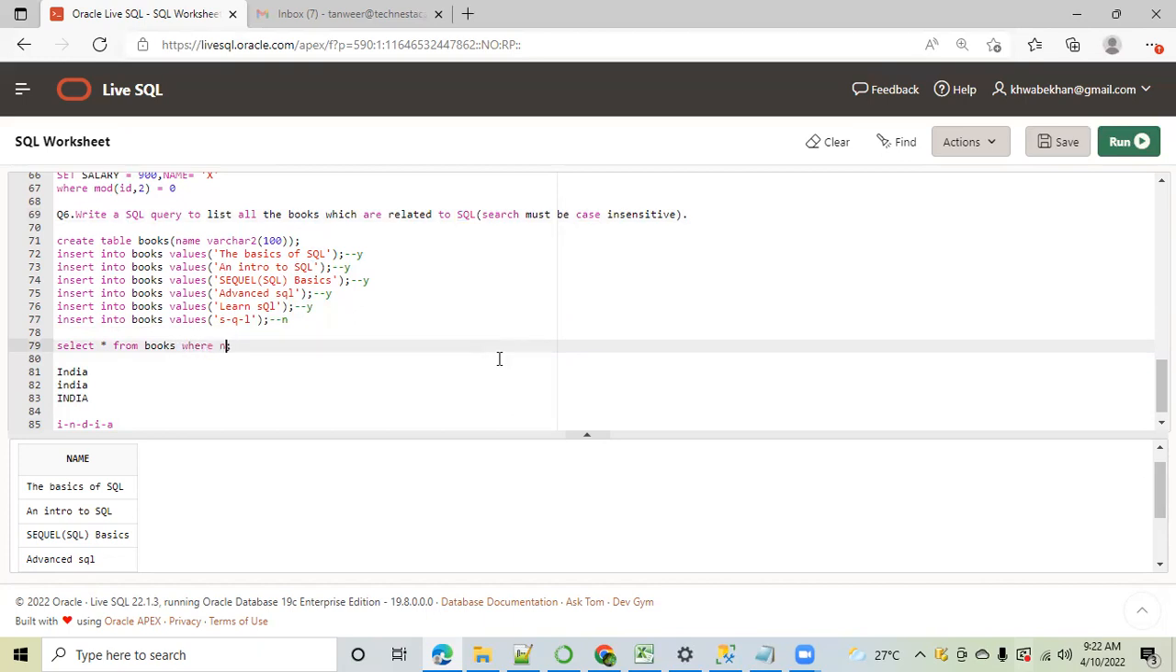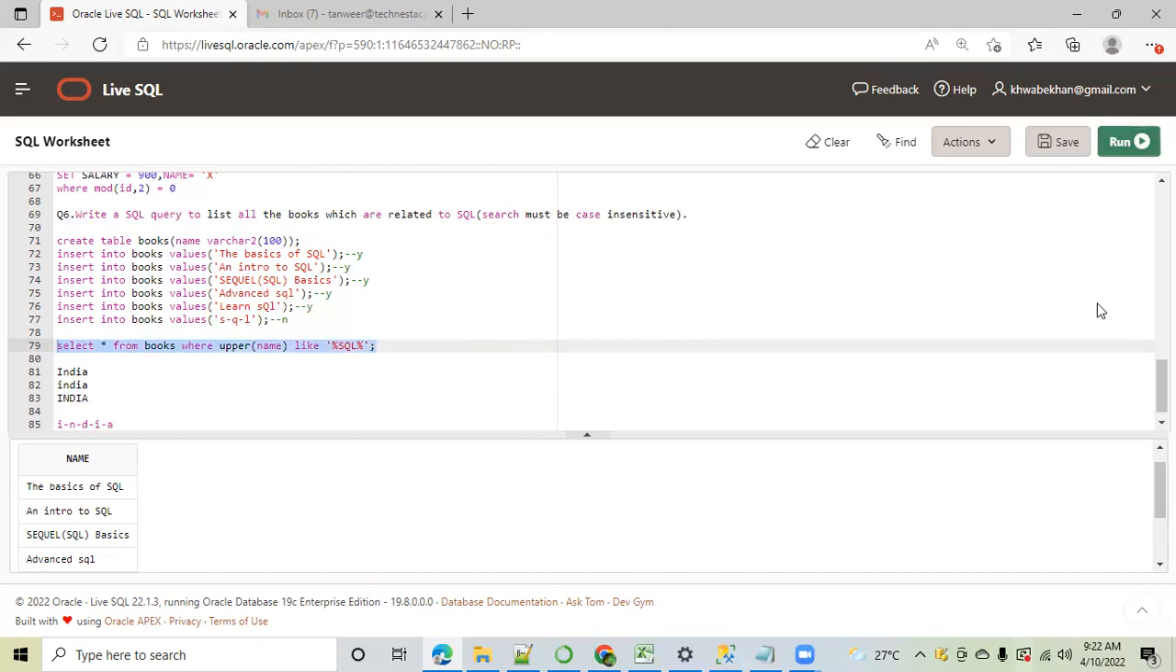Where name like percentage, but here upper of name, I think. Very good. Upper of Name like percentile, SQL percentile.